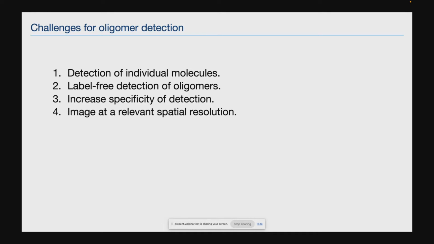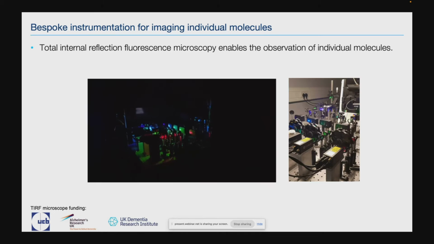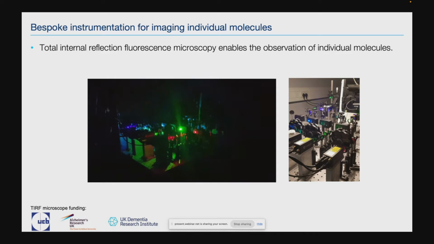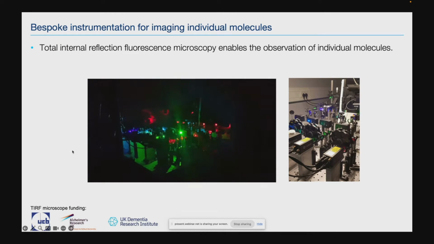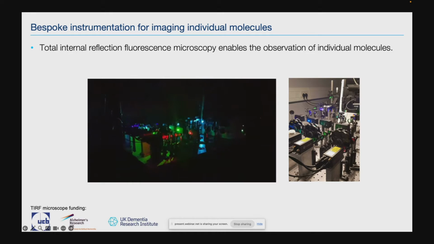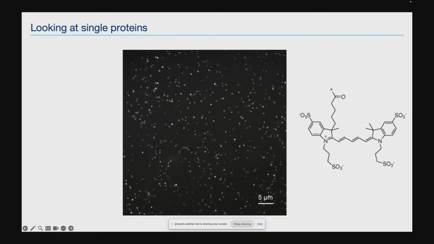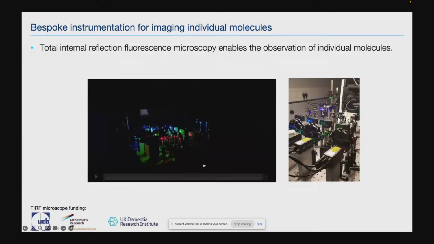So going on to the first challenge, the detection of individual molecules. We can achieve this using the instrumentation that we build in our lab. Most of the instruments that we use are these so-called total internal reflection fluorescence microscopes, seen here. This is just in one of our dark labs, and we have a series of lasers that are aligned into the back of a conventional microscope. And what these allow us to do is to detect individual molecules, as seen here.